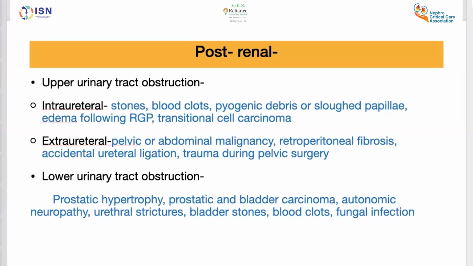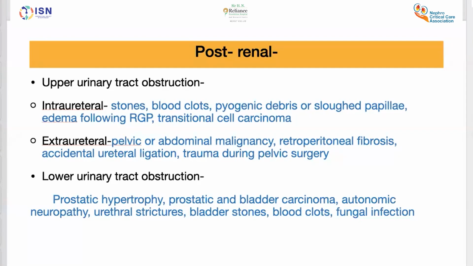Intraureteral causes may be stones, blood clots, pyogenic debris, or sloughed papillae, edema following retrograde pyelography, or transitional cell carcinoma. Extraureteral causes leading to upper urinary tract obstruction may be pelvic or abdominal malignancy, retroperitoneal fibrosis, accidental ureteral ligation, or trauma during pelvic surgery.